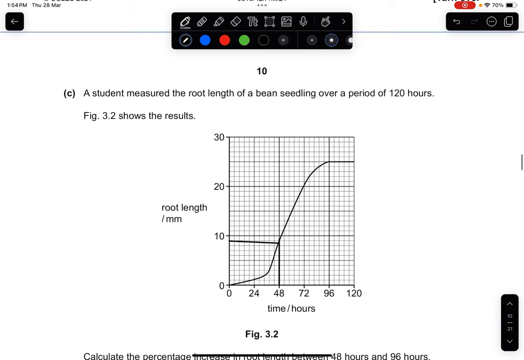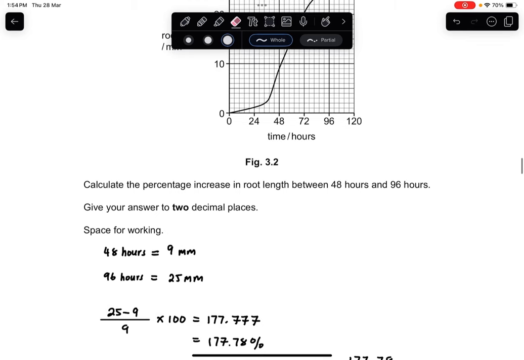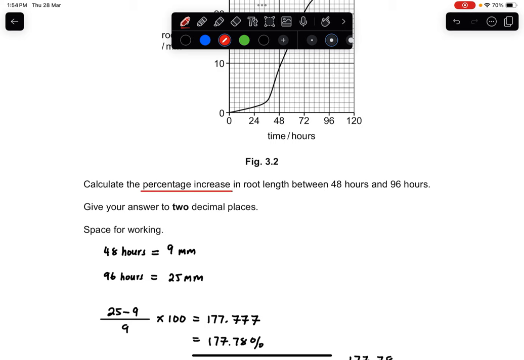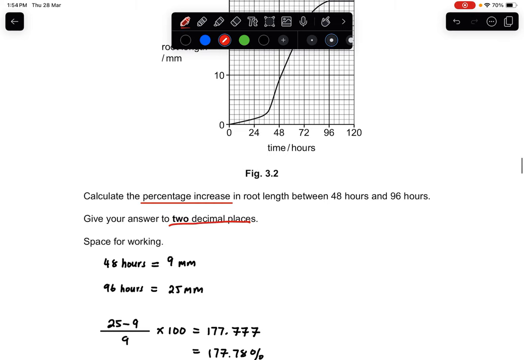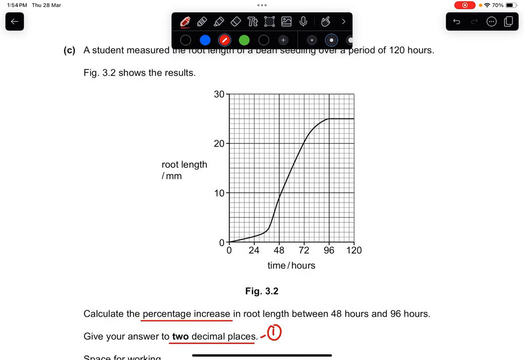So C, a student measured the root length of a bean seedling over a period of 120 hours. Figure 3.2 shows the result. Now they say calculate the percentage increase. They want percentage increase, and there is always one question like this guaranteed in this Paper 4. Root length between 48 hours and 96 hours, and give your answer to two decimal places. This is typically one mark. So now let's find between 48 hours and 96 hours.